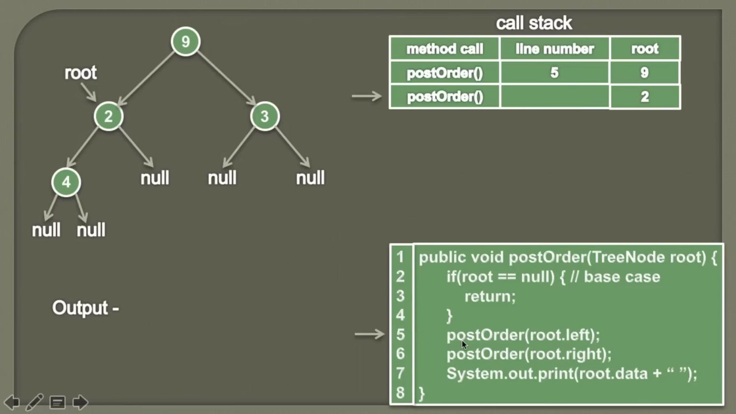And at line number 5, we are again calling the post order method, and this time we are passing root.left. So here root.left is nothing but the node 4. We are doing this step because in order to process node 2, we have to first visit its left subtree completely, then visit its right subtree completely, and only then can we visit this node.